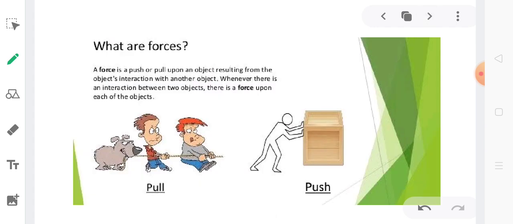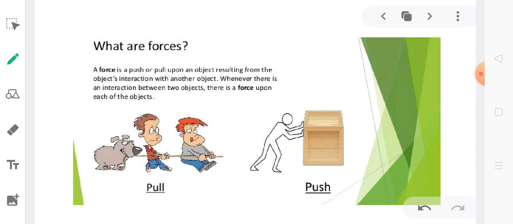So what are forces? A force is a push or pull upon an object resulting from the object's interaction with another object. Like again you can see in the picture a push or a pull. So obviously two objects are interacting with each other, and that interaction is what is usually referred to as a force. Now all through your junior classes you have studied the elementary definition of force, that it is simply a push or a pull.